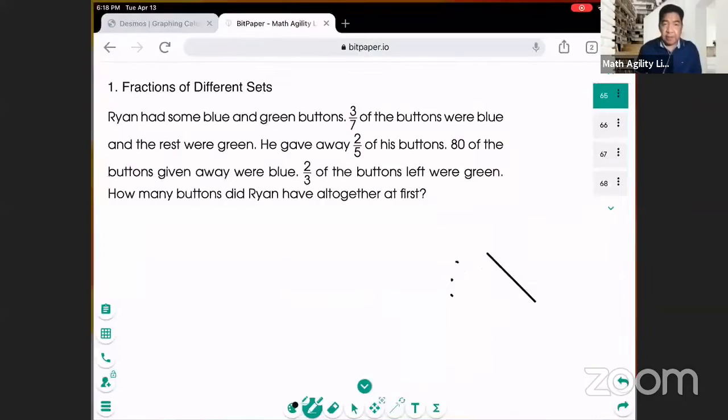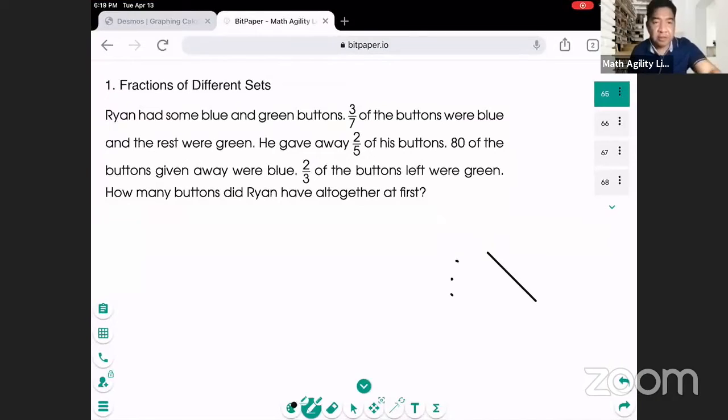Okay, so this is the first question of Singapore math, and this is from fractions of different sets. So let's read the problem again. Ryan had some blue and green buttons. 3/7 of the buttons were blue, and the rest were green. He gave away 2/5 of his buttons, and then 80% of the buttons given away were blue. 2/3 of the buttons were left green. How many buttons did Ryan have altogether at first?